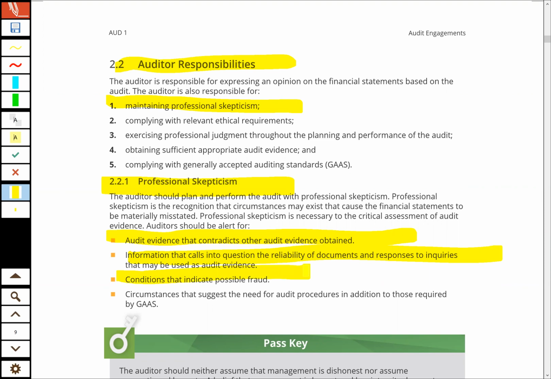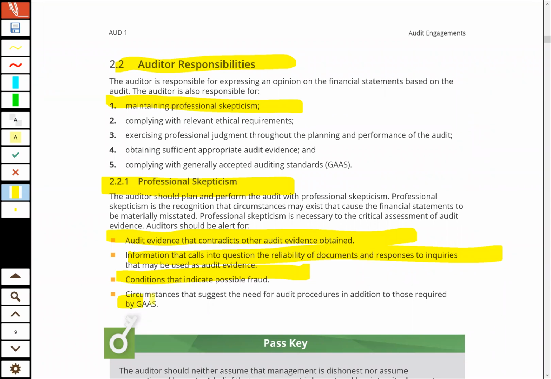Okay, indications of possible fraud. Maybe you're being given some information, but you've seen some indications of fraud. For example, maybe there's excessive pressure on the entity to meet certain earnings targets and whatnot. And we'll talk about fraud, I think, in Audit 3.